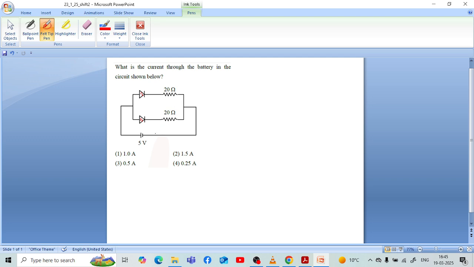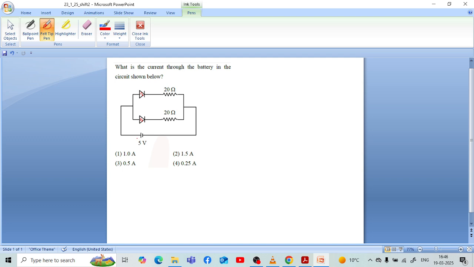In this particular problem, there is a circuit energized by a 5-volt battery. There are two parallel paths. The first parallel path consists of a diode in series with a resistor, and the second one also has a diode in series with a resistor. To solve this problem, we have to assume the diode to be ideal, because without knowing the nature of the diode, we cannot solve it. So we assume an ideal diode, and then we can solve this problem.